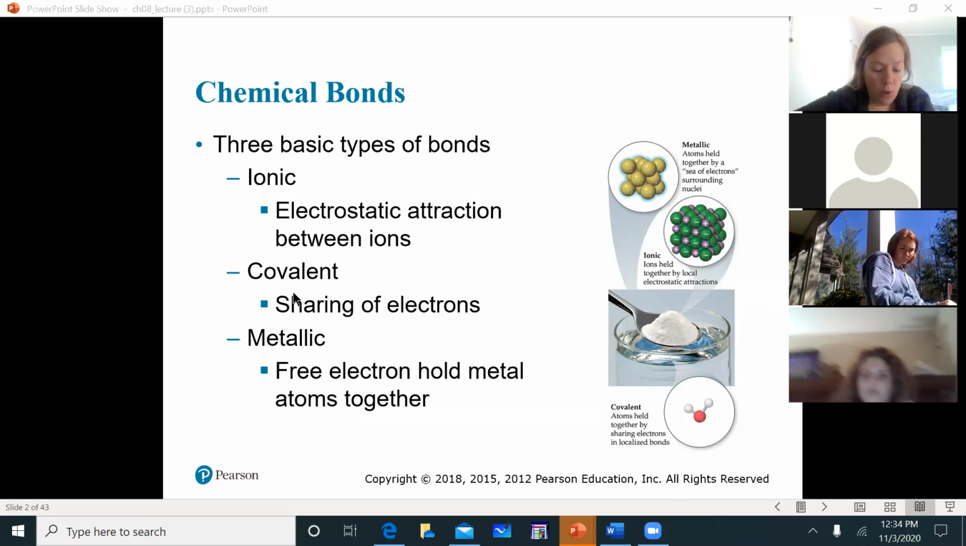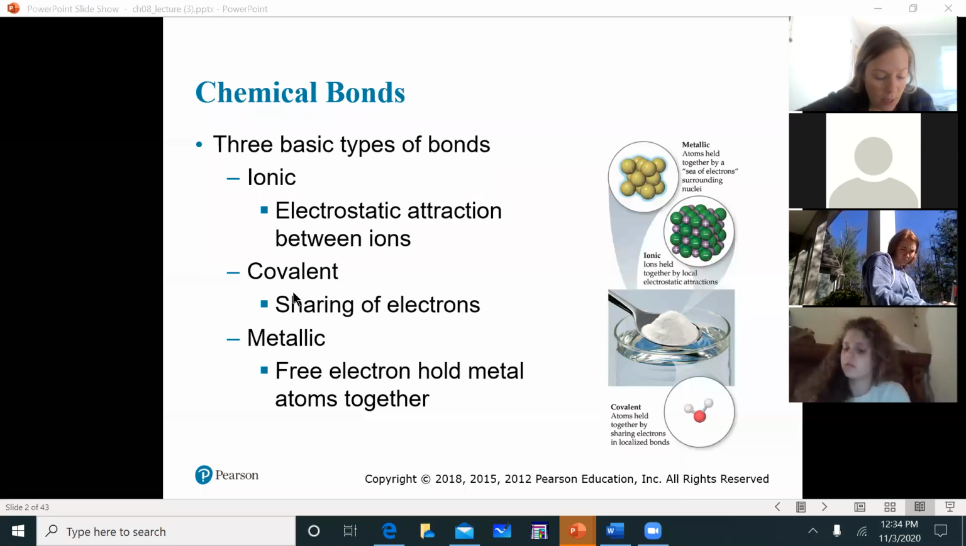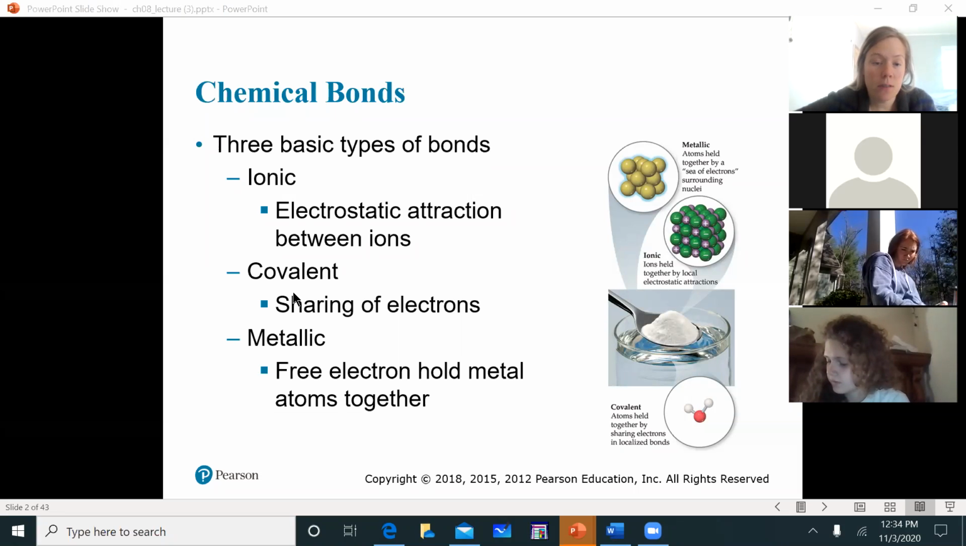Covalent materials, which for the most part are nonmetals, or molecular compounds. Sometimes we'll see them called molecular compounds instead of covalent. This is where our electrons are shared. So in this instance, because it's 2 nonmetals, both of them are very greedy for electrons. They don't want to give the electrons up.